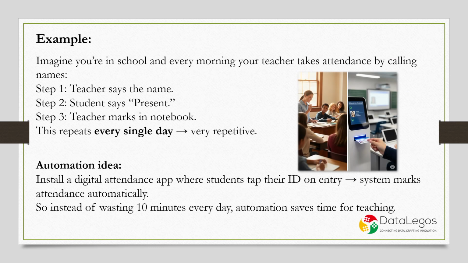Simple example, school attendance. Let's make it simple with a school example. Every morning, teachers call out names, students say present, and teachers mark attendance. This takes about 10 minutes every day. Imagine switching to a digital system. Students tap their ID card when they enter, and the system automatically records attendance. Suddenly, those 10 minutes are saved every single day. Multiply that over a school year, and the saved time is huge. That's the power of automation, small improvements that add up.